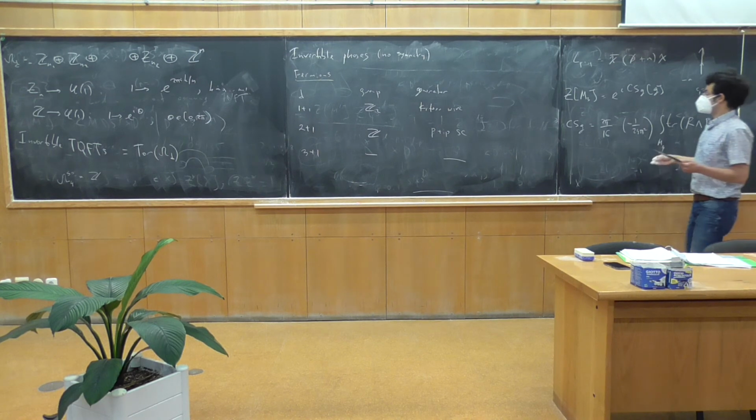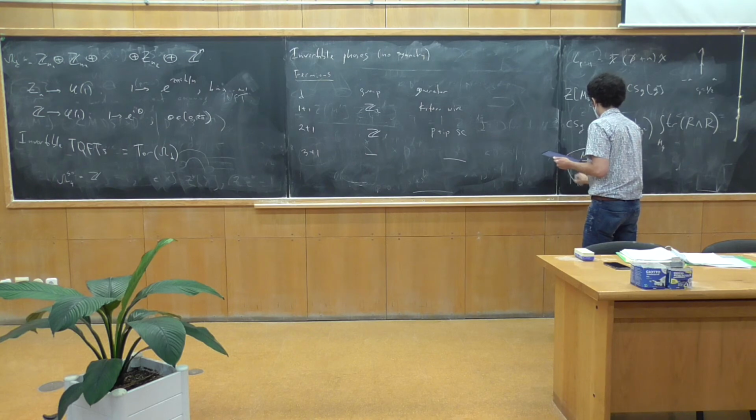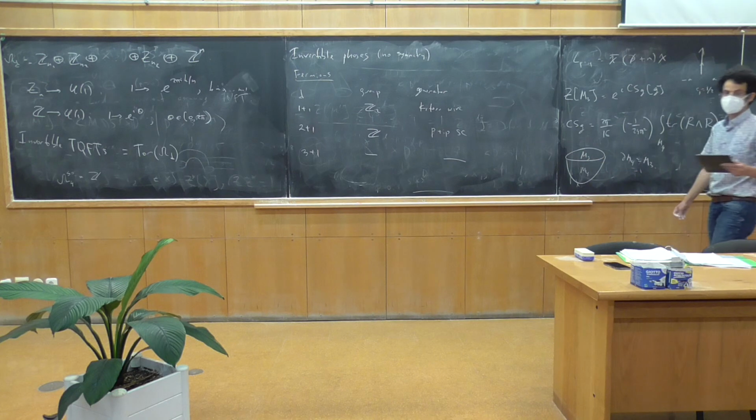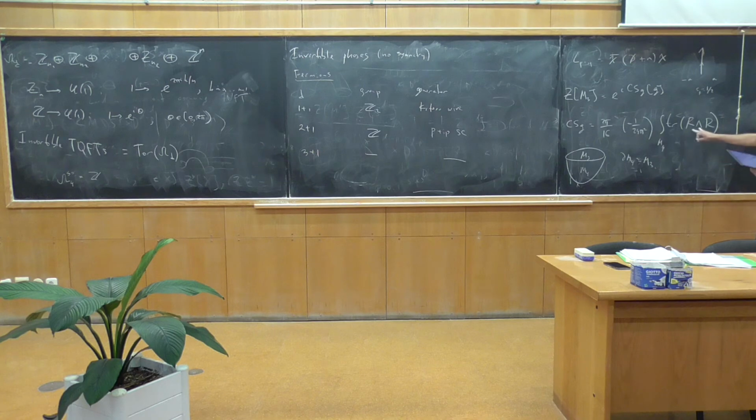This is where M4 is chosen in such a way that M3 is its boundary. Loosely speaking, this is a total derivative for metrics which are close to the flat metric. This is a total derivative, and you get something like trace. You can rewrite this as an integral over the boundary of trace omega d omega plus 2/3 omega cubed, where omega is the spin connection.